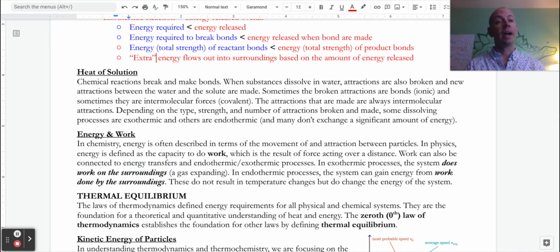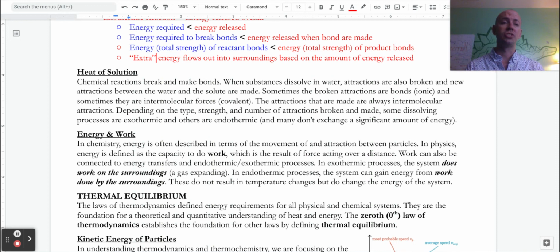And that energy, instead of just in the form of heat or causing a temperature change, could be in the form of a force acting over a distance, a change in volume at a certain pressure, for example, with a gas expanding. When something's endothermic and it's gaining energy, it could be because of work done on the system from the outside. These are definitions that you can understand.